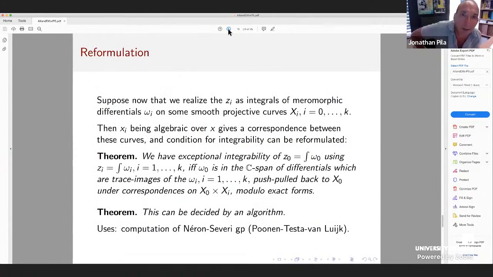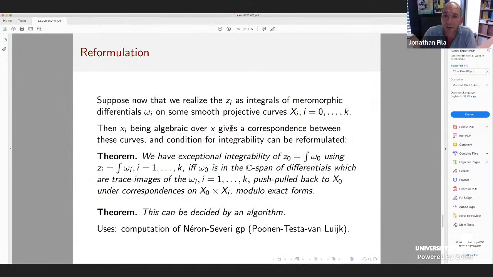Oh, which is coming up faster than I thought. All right, sorry. But that's really the key calculation, that exceptional integrability puts you in the exceptional case of Ax-Schanuel. Now we can reformulate this in terms of curves and differentials, and we can always realize the zi's as integrals of meromorphic differentials omega i. And then the xi's being algebraic over x means that there's a correspondence between these two curves.